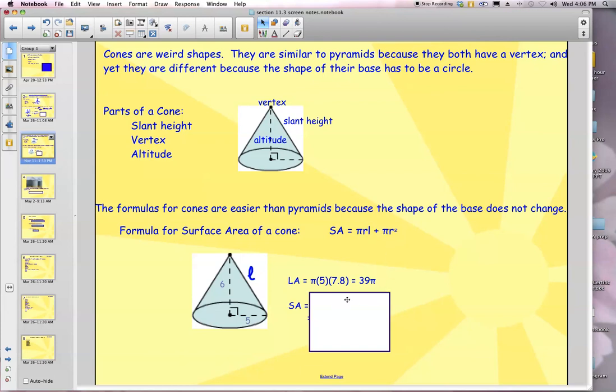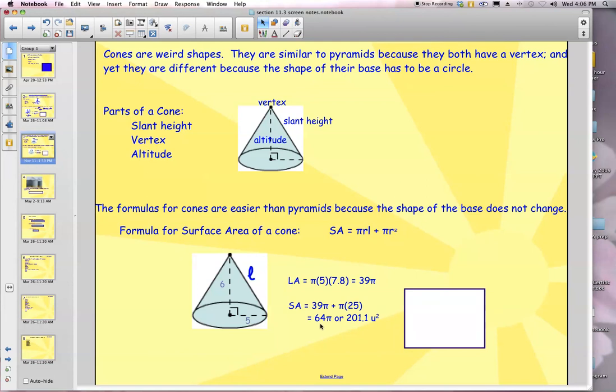To get the total surface area then, we would take our 39 pi and we would add to it the area of our circle. Pi r squared, so r squared is 25 times pi. That gives us a total of 64 pi, which would be the exact answer, or 201.1 square units when you talk about the rounded answer.